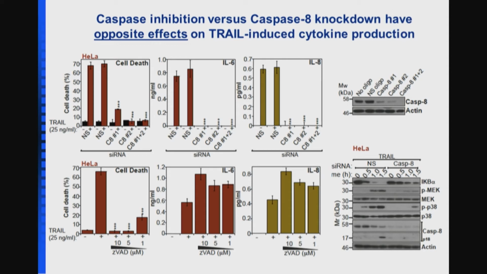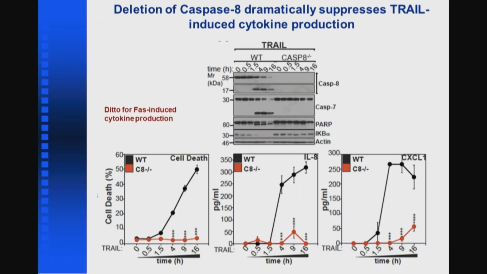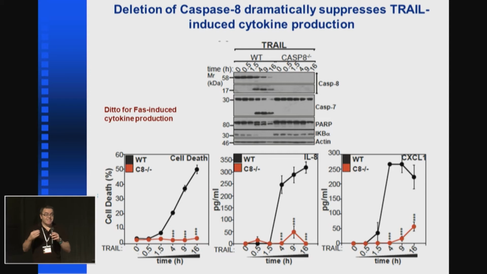If we knock down the caspase here with two different caspase 8 oligos, either alone or in combination, we completely suppress cytokines. So long story short is that caspase 8 is essential for TNF or FAS-induced cytokine production. If we CRISPR out caspase 8, so we make caspase 8 knockout cells, we suppress TRAIL-induced cell death completely, and also suppress TRAIL-induced cytokine and chemokine production.